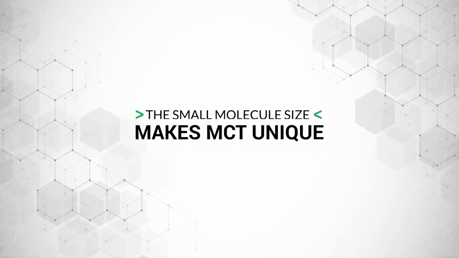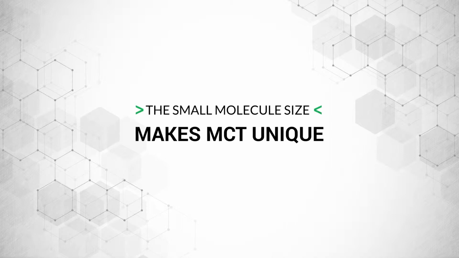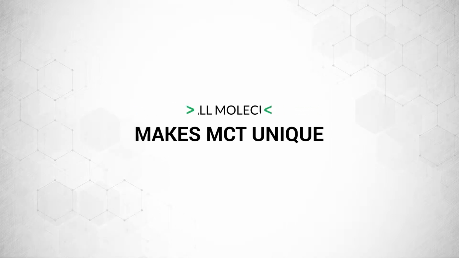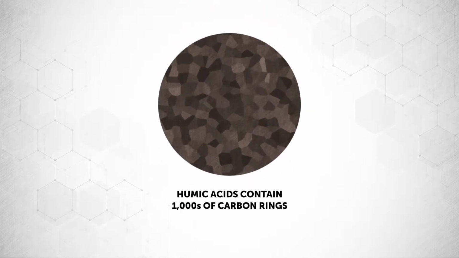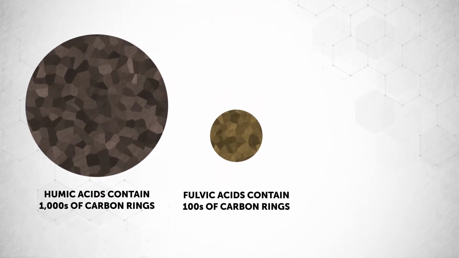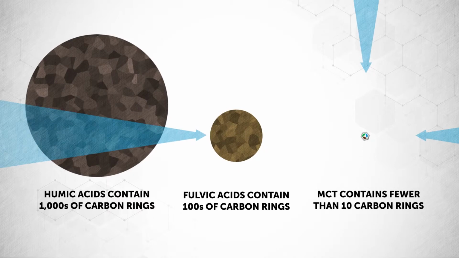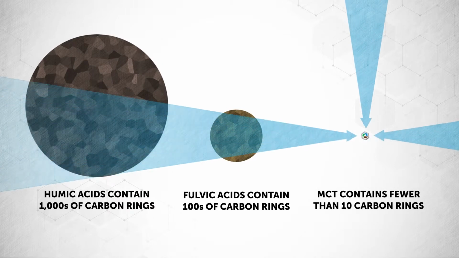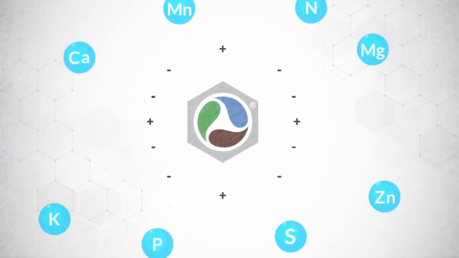So what makes MCT so unique? Well, it is the molecule size that makes the difference. Humic acids are very complex and contain thousands of carbon rings. Fulvic acids contain hundreds of carbon rings. MCT contains fewer than 10 carbon rings.